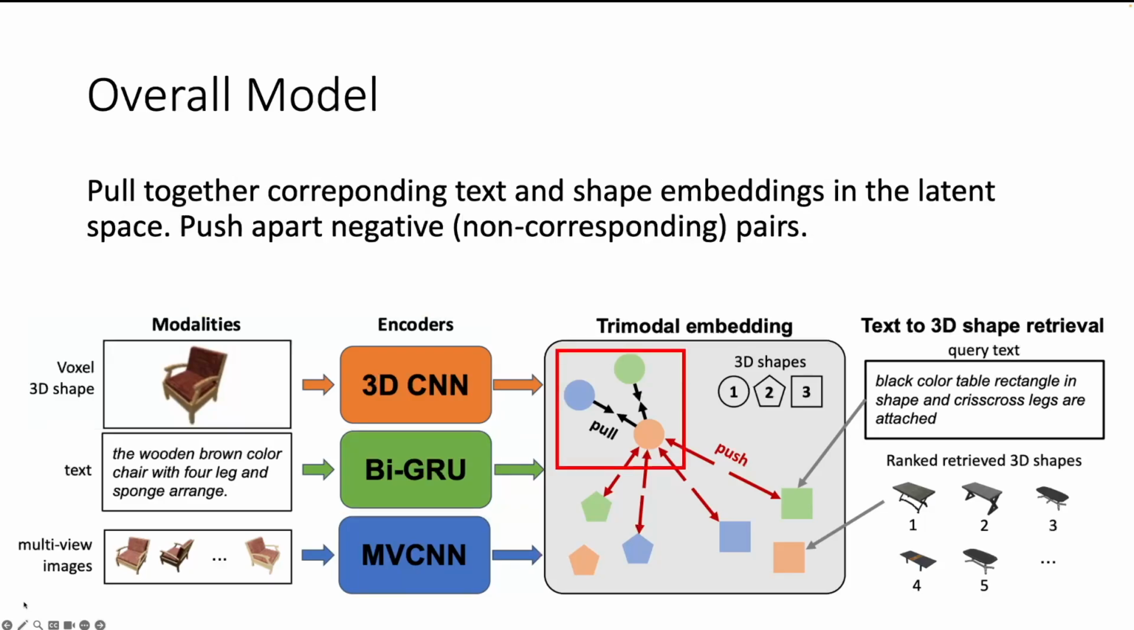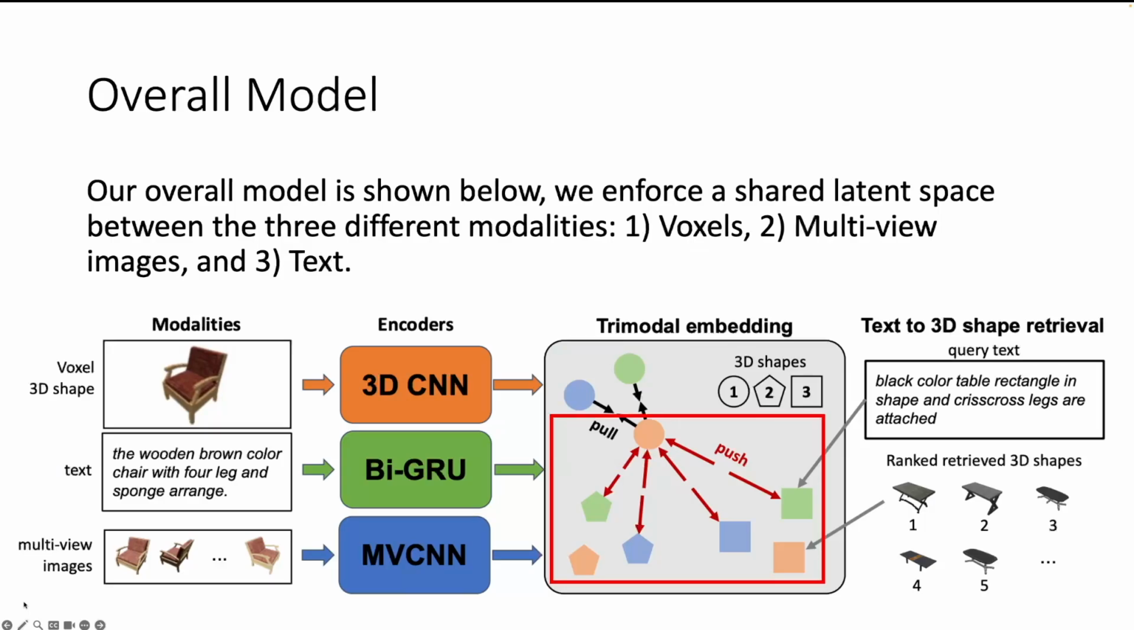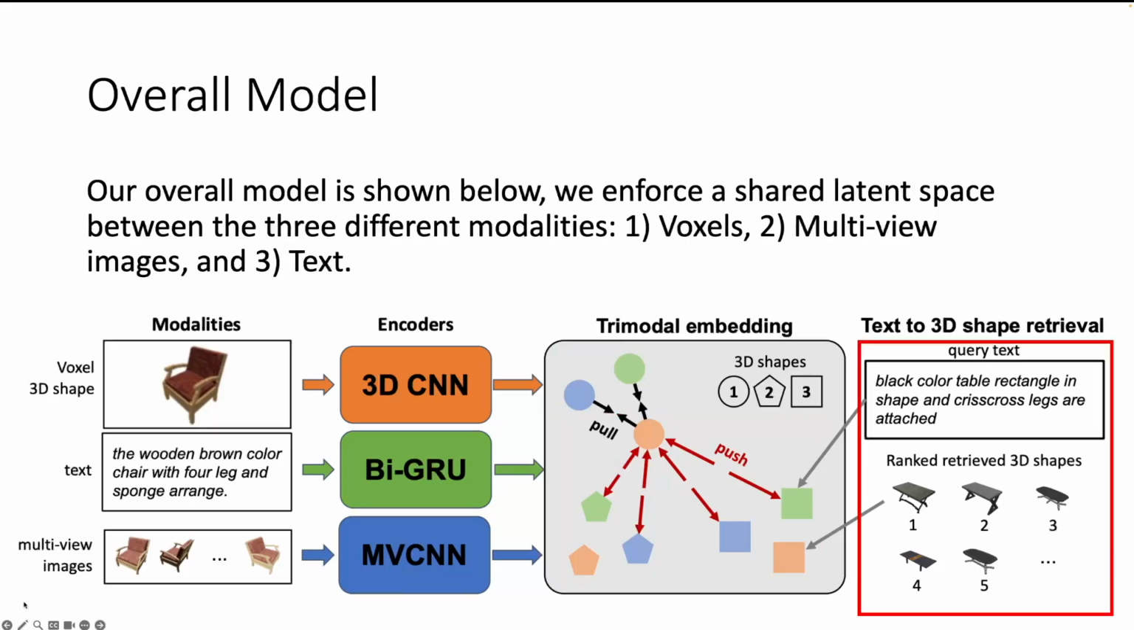We align the embeddings by pulling corresponding text and shape embeddings together in the latent space, while pushing apart negative or non-corresponding pairs. During inference, we calculate the cosine similarity between the shape and text embeddings to select the top n objects which are retrieved from the dataset.